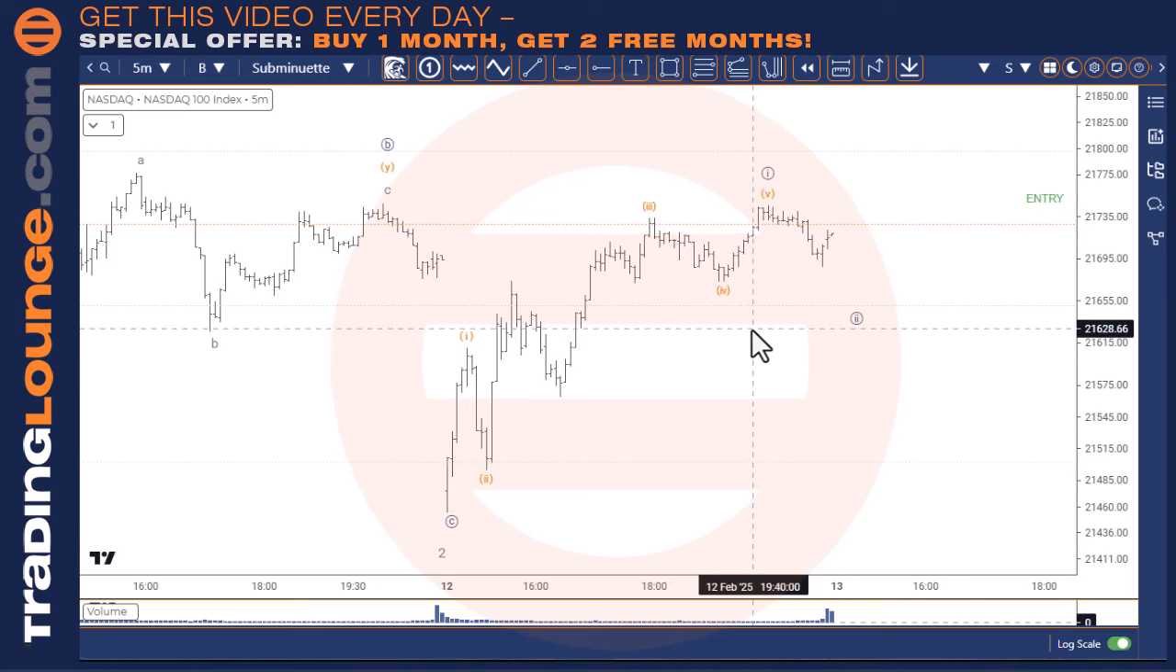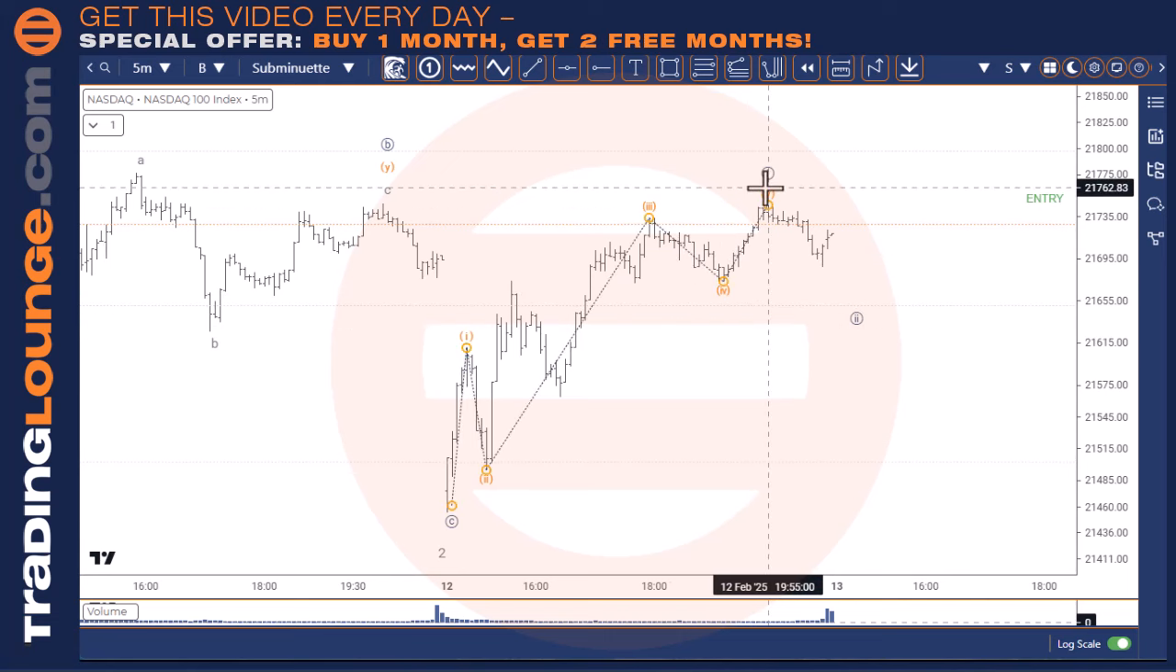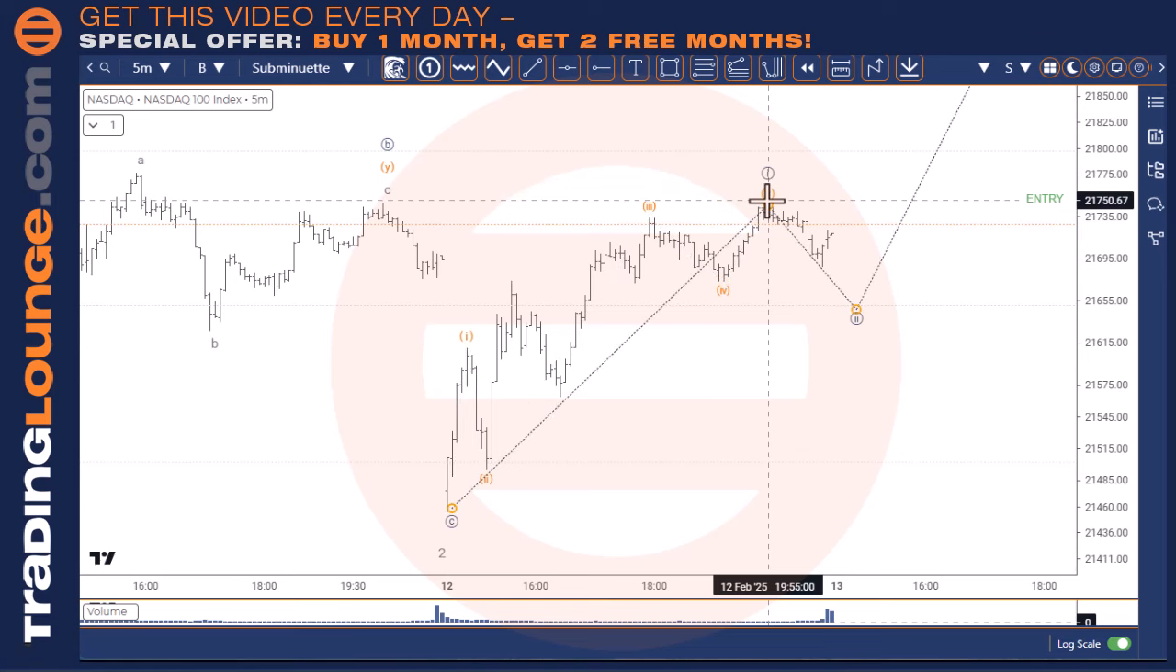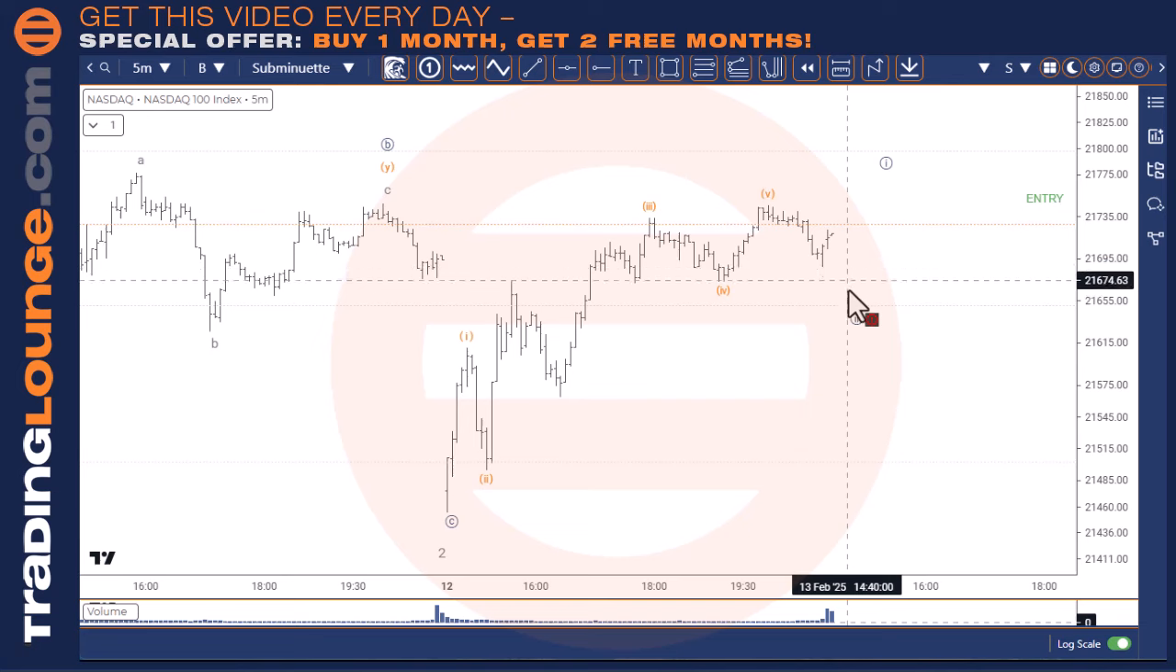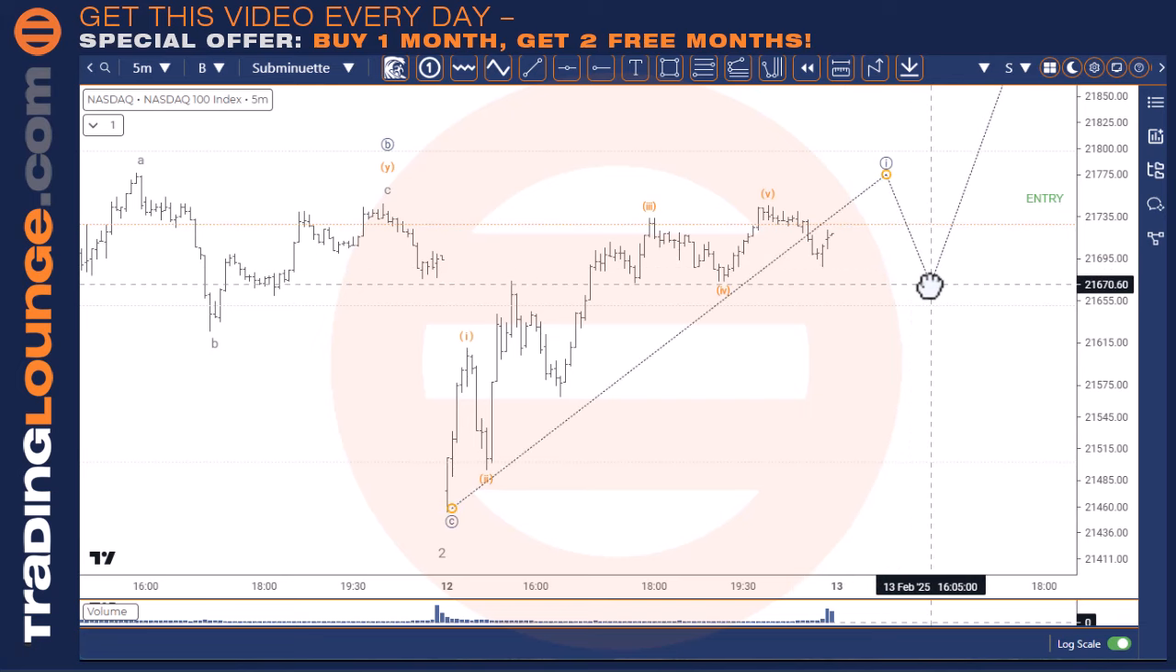Now the question is, is this fifth wave here just wave 1 up there and 2 here and 3, 4, 5? And do I need to put this wave 1 over here a little bit further and then have this wave 2 here?